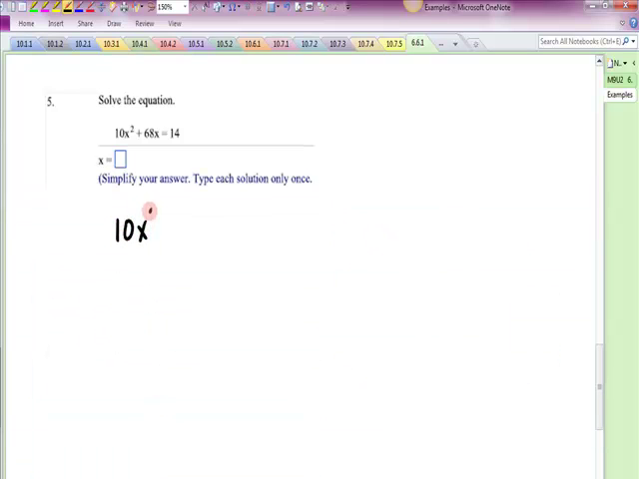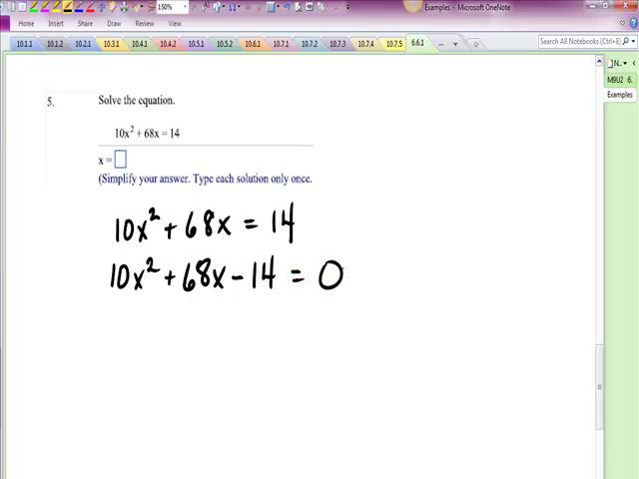I have 10x squared plus 68x equals 14. It is quadratic, but it is not equal to 0. So the first thing I'll do is subtract 14 from both sides so that I get 10x squared plus 68x minus 14 is equal to 0. And what I did was that step.